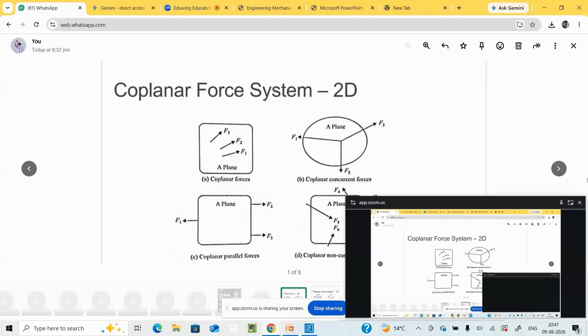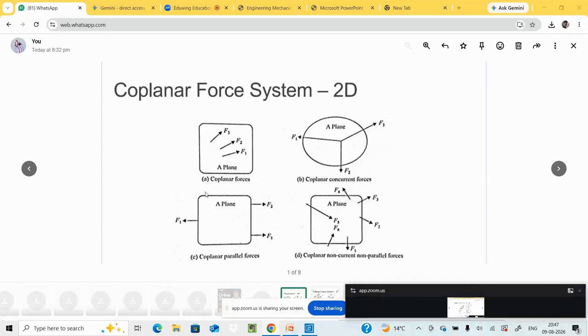If you see here, coplanar forces. Are you able to see the diagram? Yes, we can see. So coplanar forces are n number of forces acting in different directions and at different points. Are you able to see this one now?